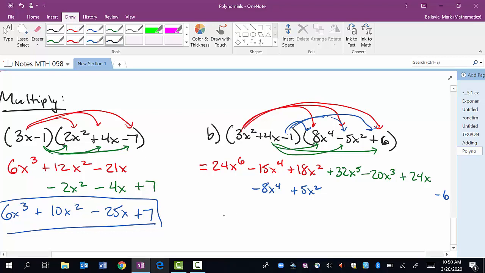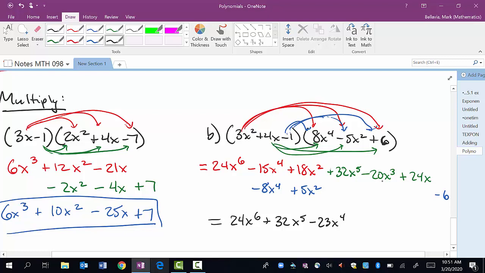So when I go to write the answer, really, I'm just adding up the like terms, writing it in descending order. So the highest power I see is 6, so I'm going to write that term first, 24x to the sixth. The next highest power is x to the fifth, so I'll put the plus 32, make sure you keep the sign with it. X to the fifth. The next highest power I have is x to the fourth, and I got two of those to combine. Negative 15x to the fourth minus 8x to the fourth is negative 23x to the fourth.